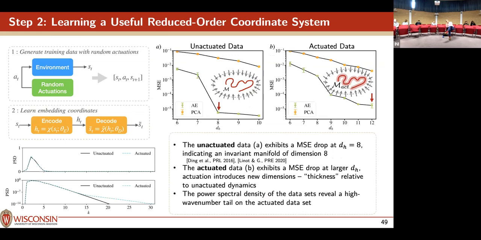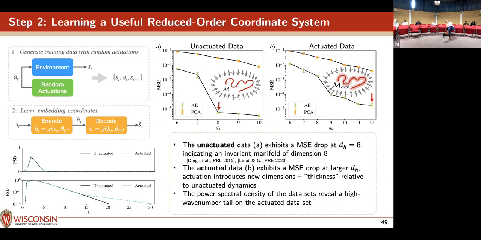Okay. So some of this is stuff you've already seen. Here, if we have the unactuated data, this is the same picture that I showed before. So there's the big drop in mean squared error when we get to a certain dimension. Here now, we're adding actuations. So now we don't have the natural dynamics. We're poking on the system. And so you can just imagine that you're knocking it off the attractor. It's going to try to relax back, and then we're going to give it a different knock a few time units later. And so the manifold here is going to get fattened out because we're knocking the dynamics off what would be the natural manifold.